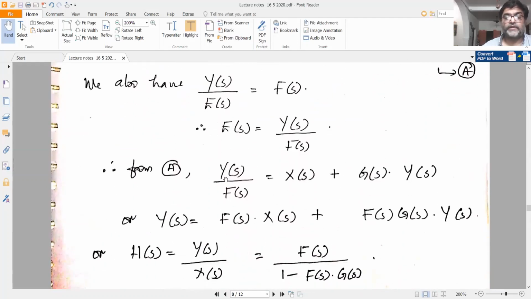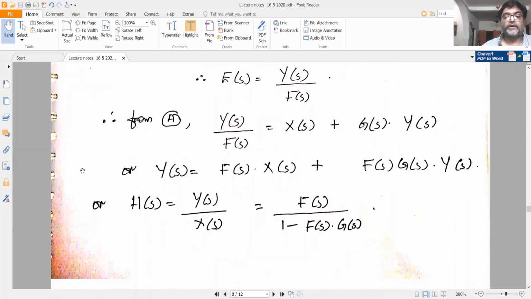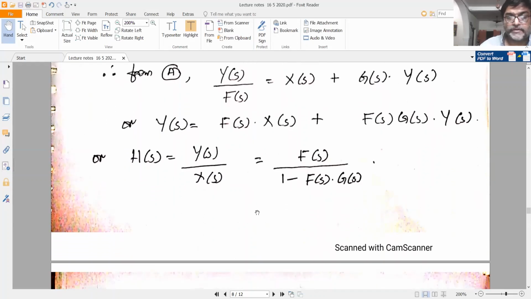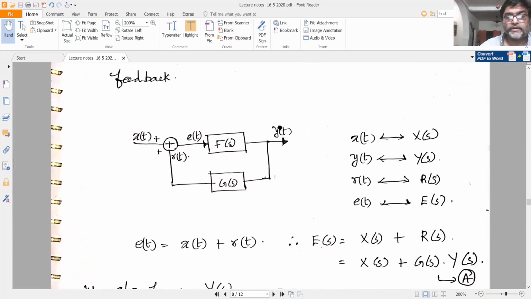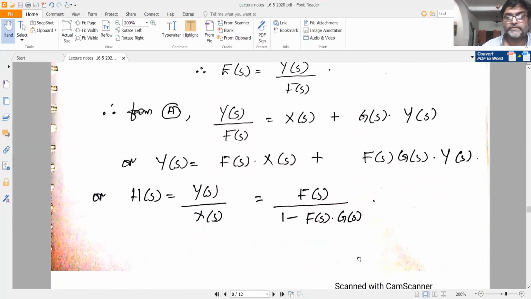Now, therefore, we can write y of s by f of s is equal to x of s plus g of s into y of s. Or we can write this as y of s is equal to f of s into x of s plus f of s into g of s into y of s. Or y of s by x of s, which we call h of s, that is the overall transfer function of the system, is equal to f of s by 1 minus f of s into g of s. So the overall transfer function of the system is f of s by 1 minus f of s into g of s.